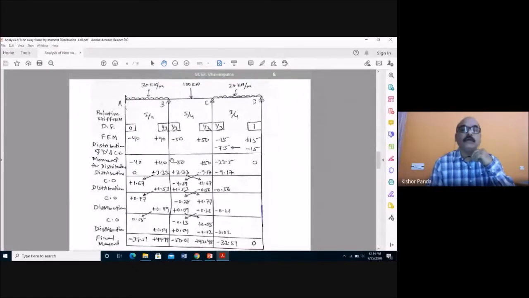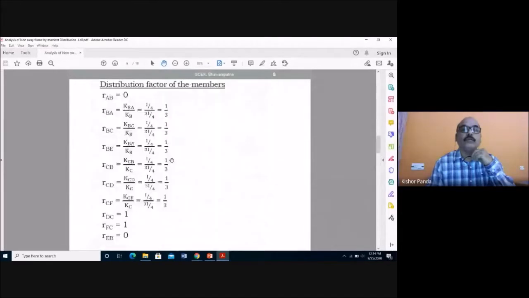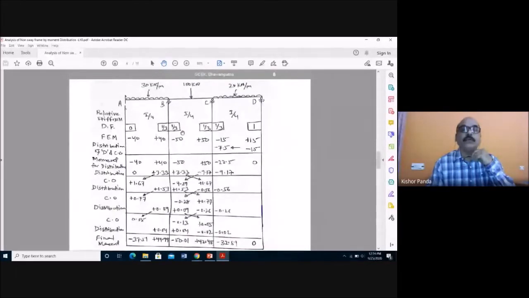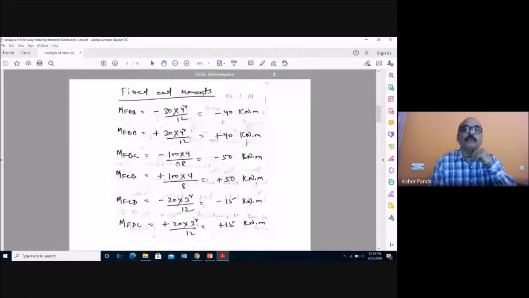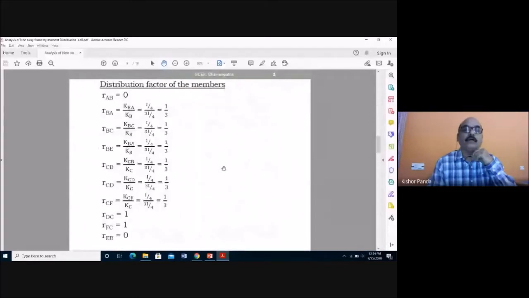So here what you have to do when you are going for distributing the moment: you have to take 2 tables. One table is for ABCD, and for BE and CF, the vertical members, you have to go for another table. Take 2 tables, and using these 2 tables you can find out the final moment by distributing the unbalanced moment and by carryover and balancing, carryover, balancing, that iterative process. You can find out the final moment of the total frame.